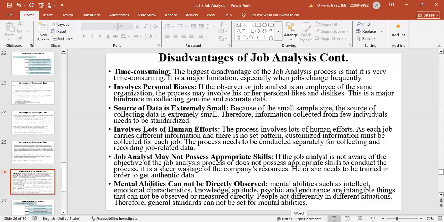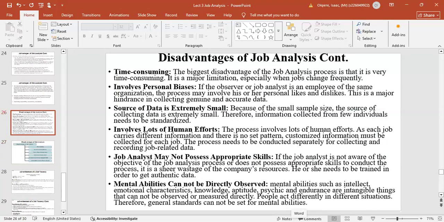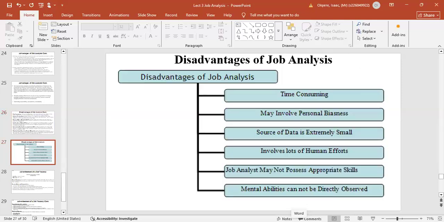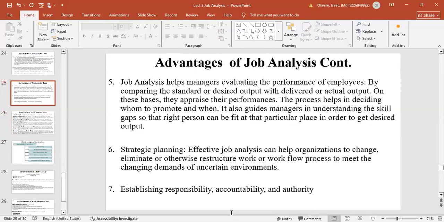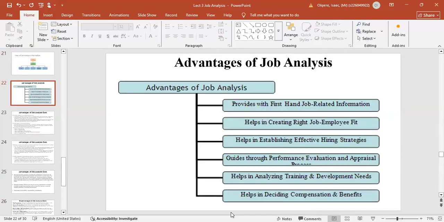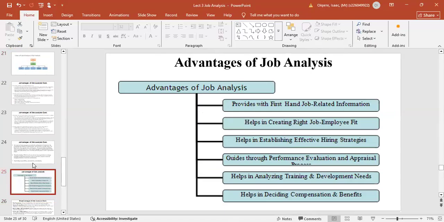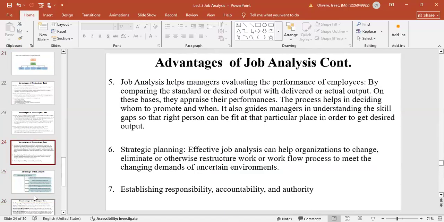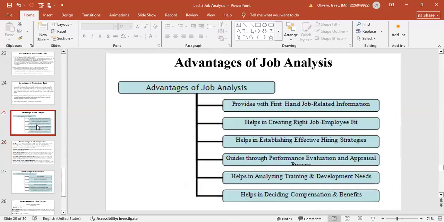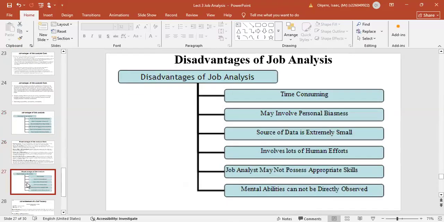Now, so these are the advantages of job analysis. Any question? So these are some of the advantages, and these are some of the disadvantages.